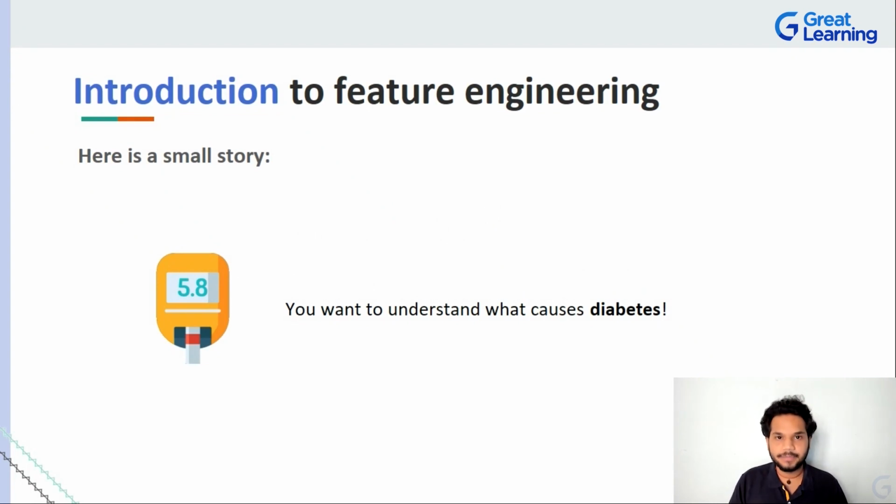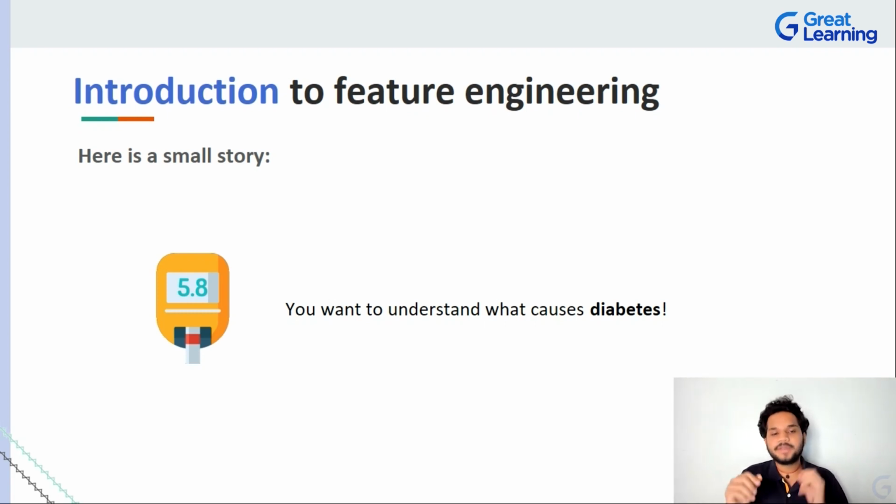Now, ladies and gentlemen, you remember I just spoke to you about the demo that we're going to take a look at, wherein we will try to detect and predict the onset of diabetes. Well, let's try to work our way back to actually understand feature engineering using the same concept of diabetes.